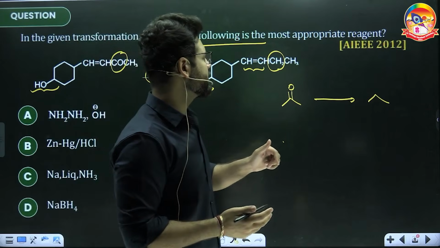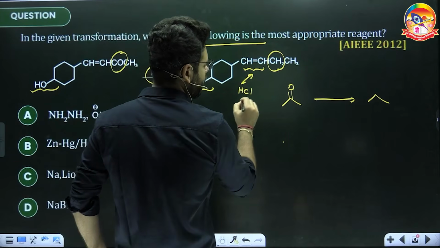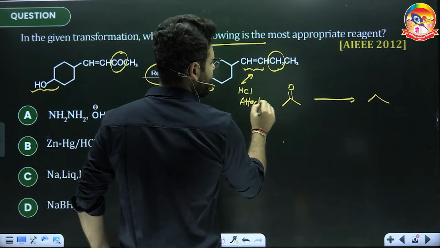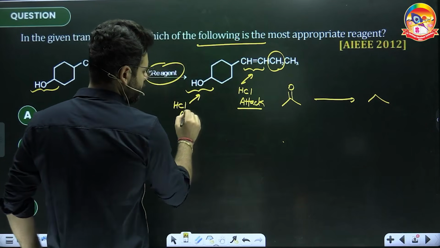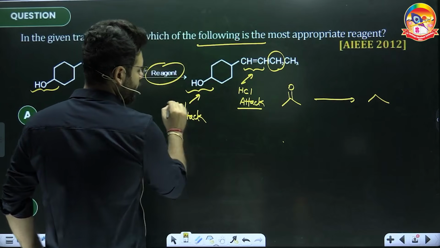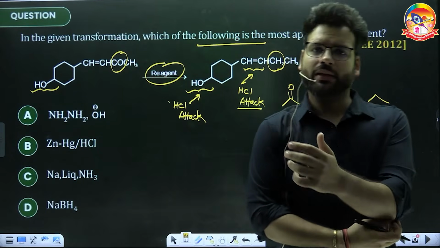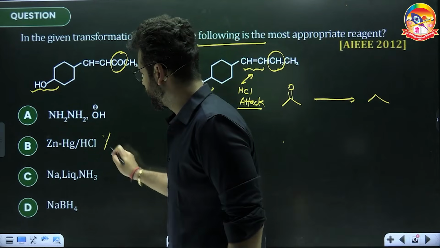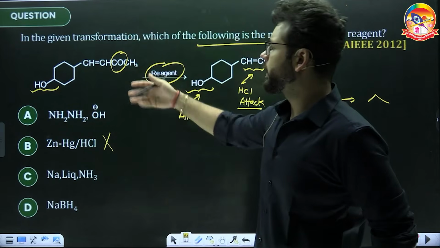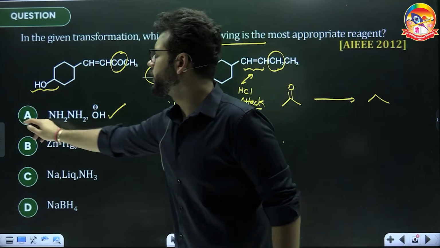But the problem with zinc amalgam HCl would be HCl can attack here and add by Markovnikov rule. HCl will attack here as well and do the Lucas test here, means OH can be replaced by Cl. So that is the problem. We should not use the Clemmensen reduction here. Otherwise, OH will also get disturbed and the pi bond will also get disturbed. So the best option is Wolff-Kishner reduction here.